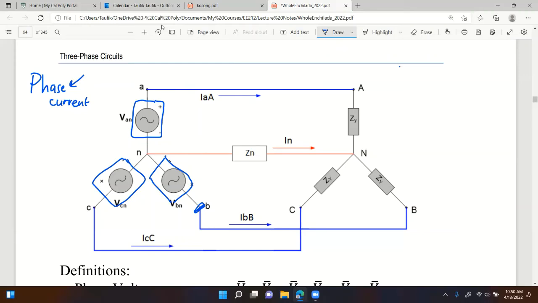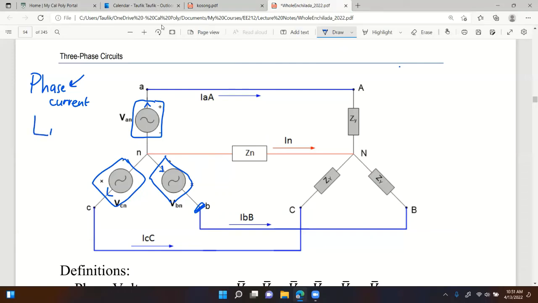Where is the current? Well, that's the current right here, within each phase. So that's the phase current A right there. Where's the phase current B? It'll be right here. Current C will be right there. Okay, so this is the phase current that flows through each phase.